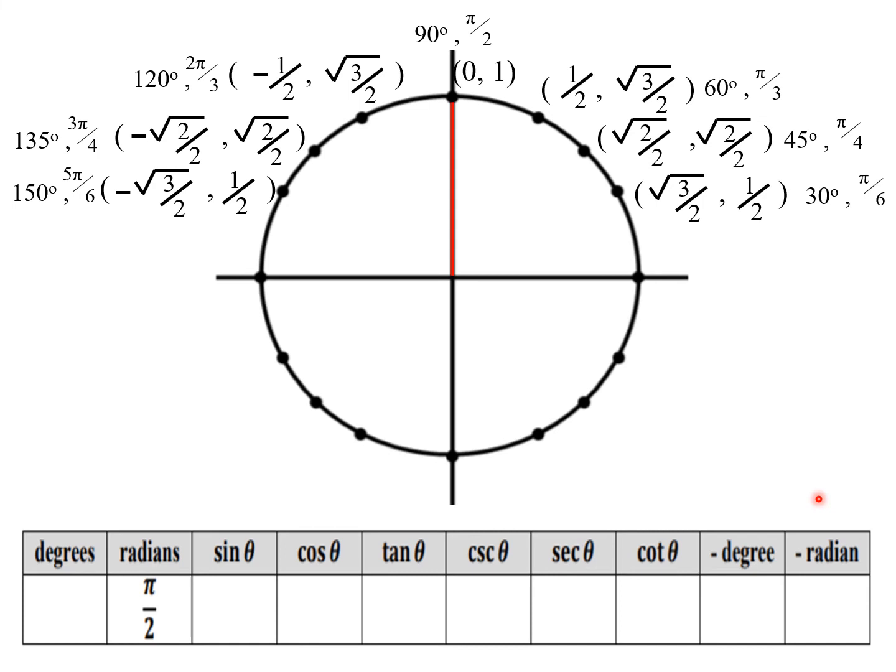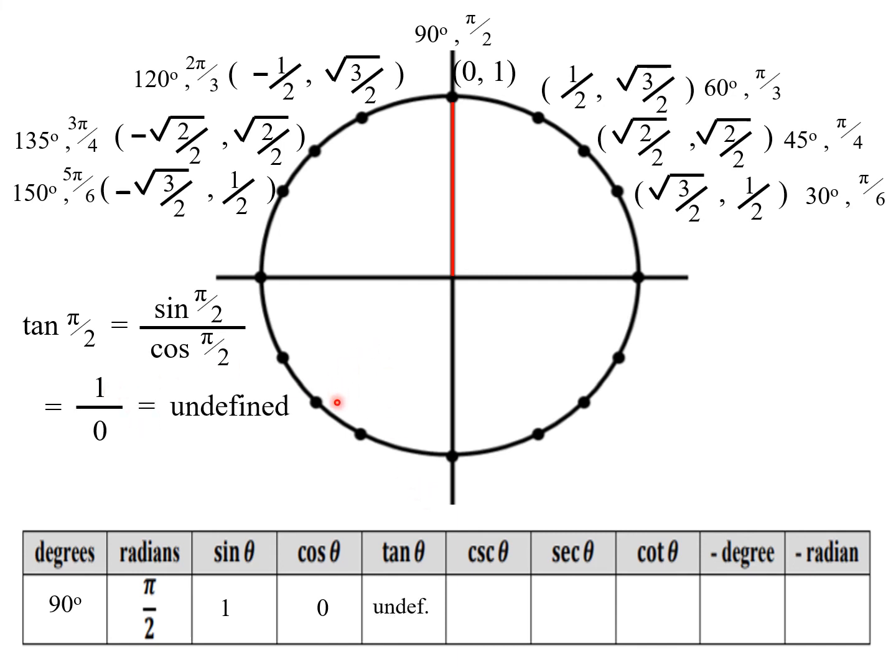Pause this video and see if you can fill in this table as practice. All right, answers. Pi over 2 radians corresponds to 90 degrees. Sine is 1. Cosine is 0. Tangent is defined to be the sine over the cosine. The sine is 1, the cosine is 0. Anything over 0 is undefined. So the tangent there is undefined.